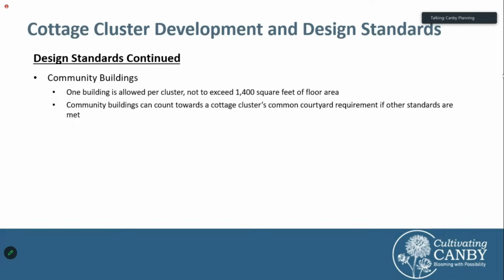And then we set a target, a maximum of 1,400 square feet of floor area. We do, at this point, think community buildings would and should count towards the required minimum common courtyard square footage, assuming they're in the common courtyard. So you could offer up that covered structure as an amenity within that overall space, but definitely open to discussion.